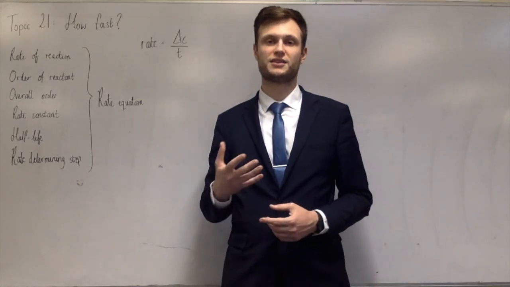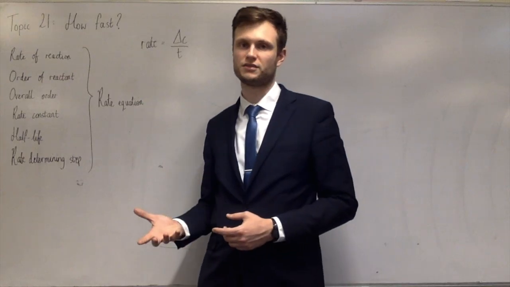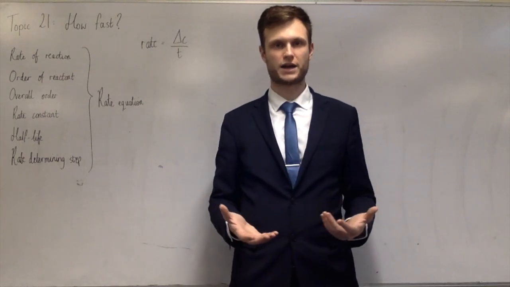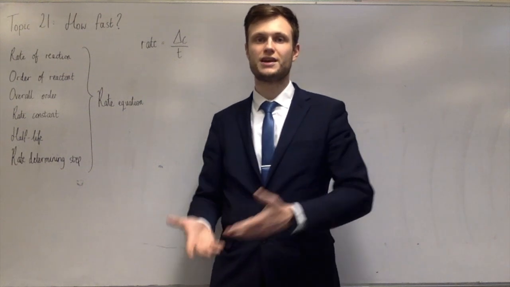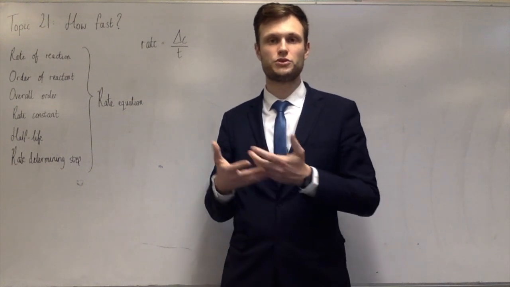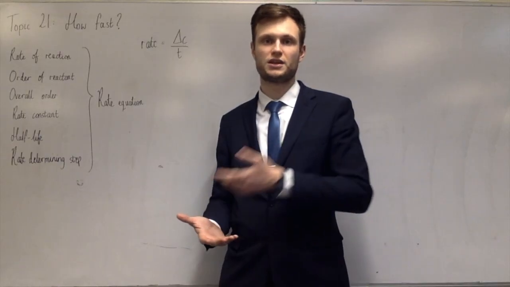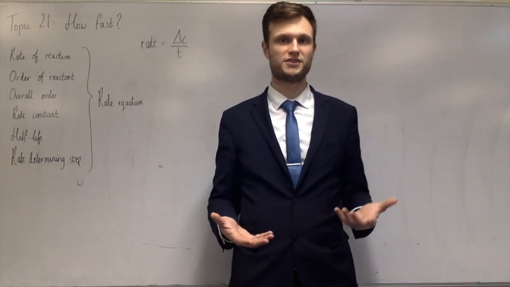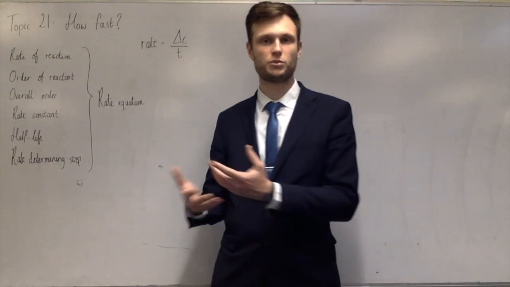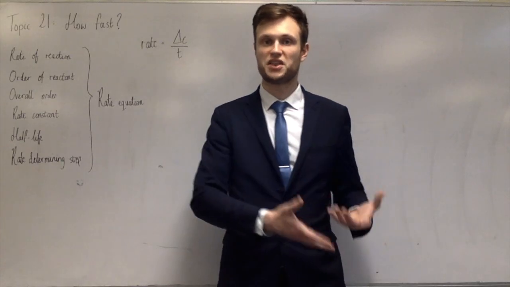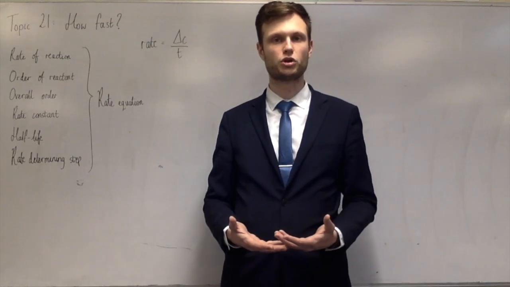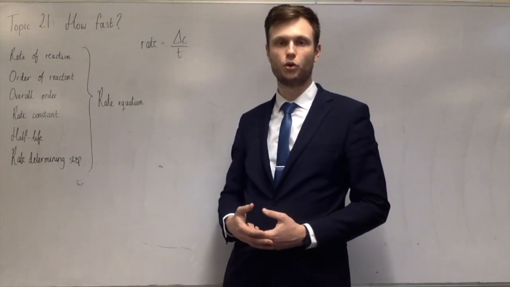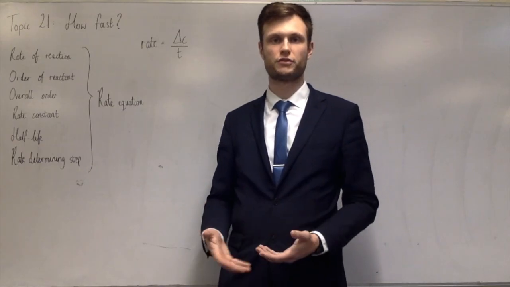And the rate equation says exactly how each of the reactants change the rate of a reaction. So, for instance, in some reactions, when you double the concentration of a reactant, it doubles the rate. But sometimes when you double the concentration of a reactant, it quadruples the rate, so times it by 4. And sometimes when you double the concentration of a reactant, nothing happens to the rate, it stays exactly the same. And that's the new thing we've got to talk about today, and we call that order. So the order of the reactant.